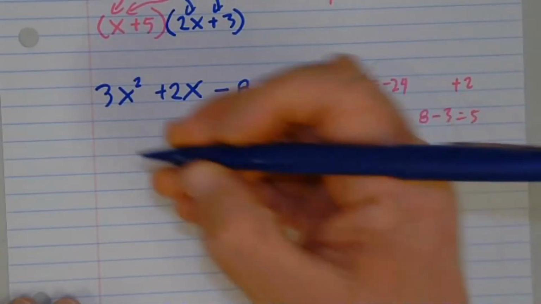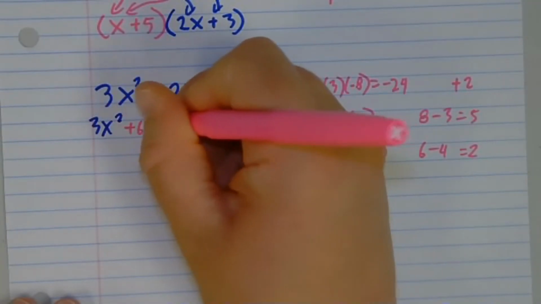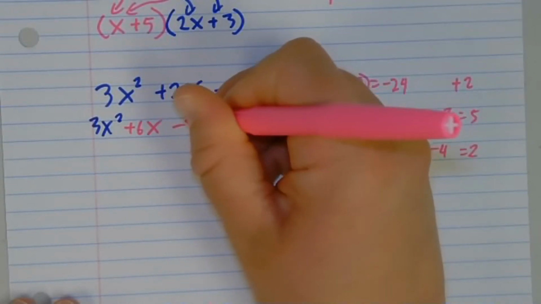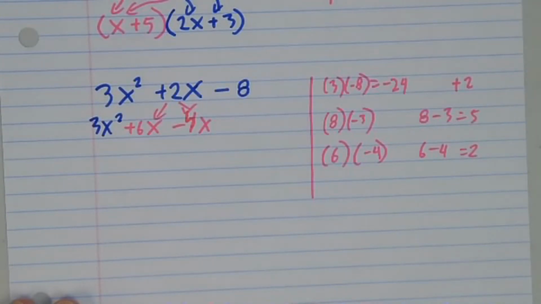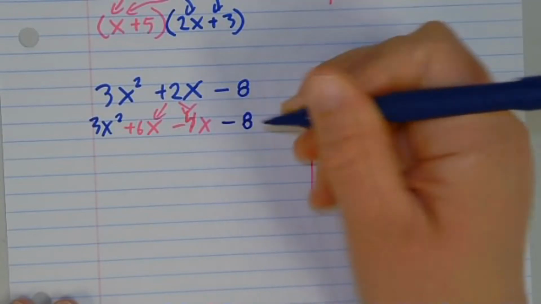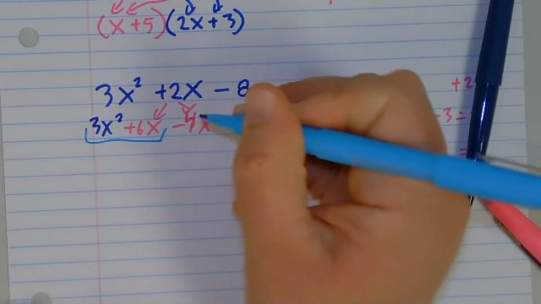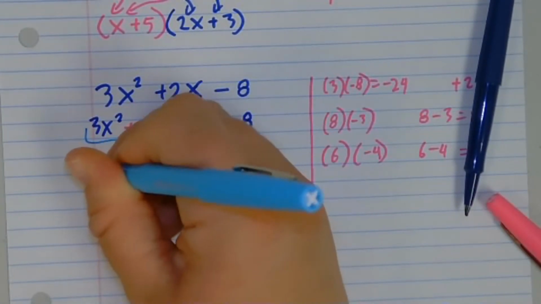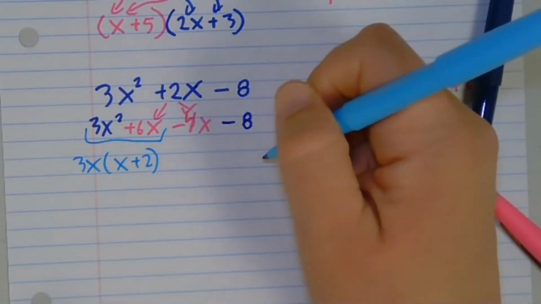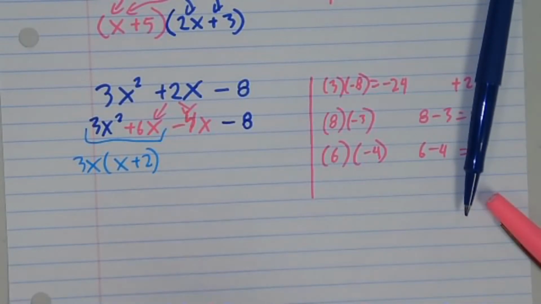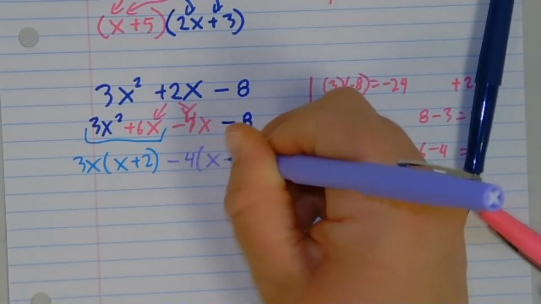So I have 3x squared plus 6x minus 4x, and that's the same as 2x, so minus 8. And I need to factor by grouping, so that would be 3x, x plus 2. That would be minus 4, x plus 2.